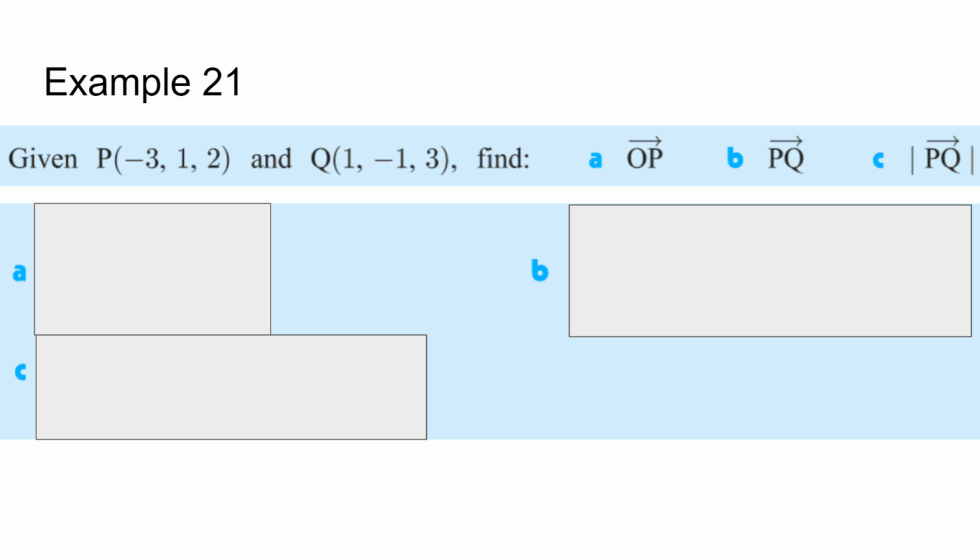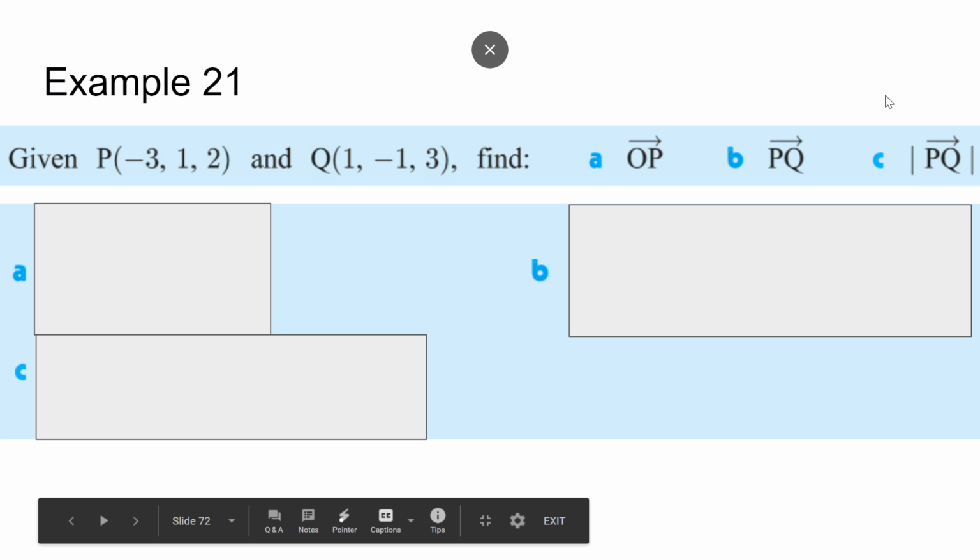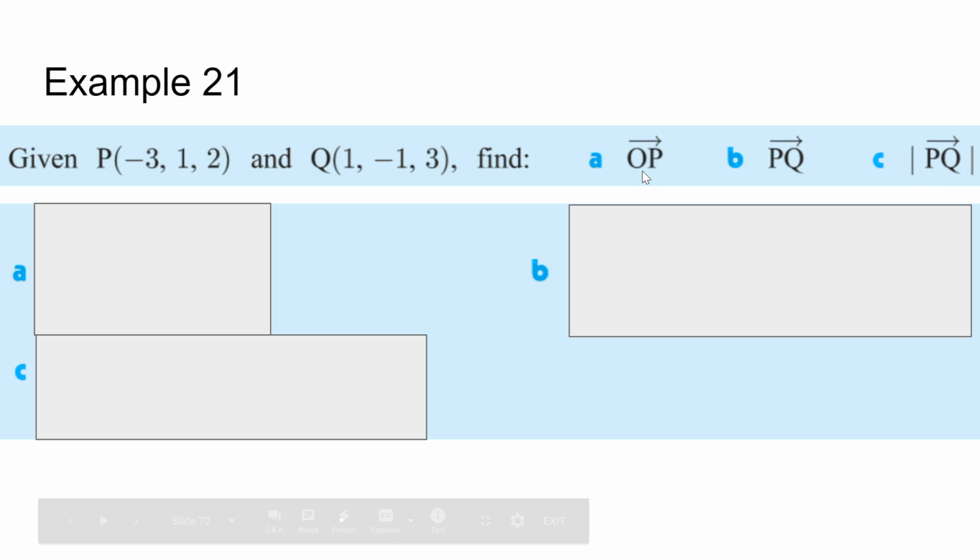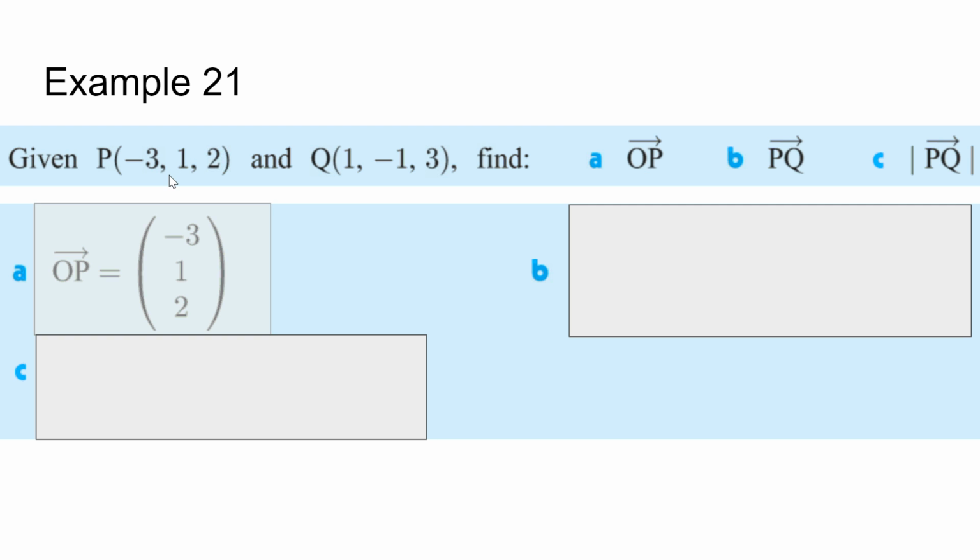Take a look at this example 21. Same idea until we get to question C here, which is a magnitude question. No big deal there. Vector OP: we're going from the origin to point P, so I'm going to take all of the components for point P and subtract 0 from them, and I get (negative 3, 1, 2).